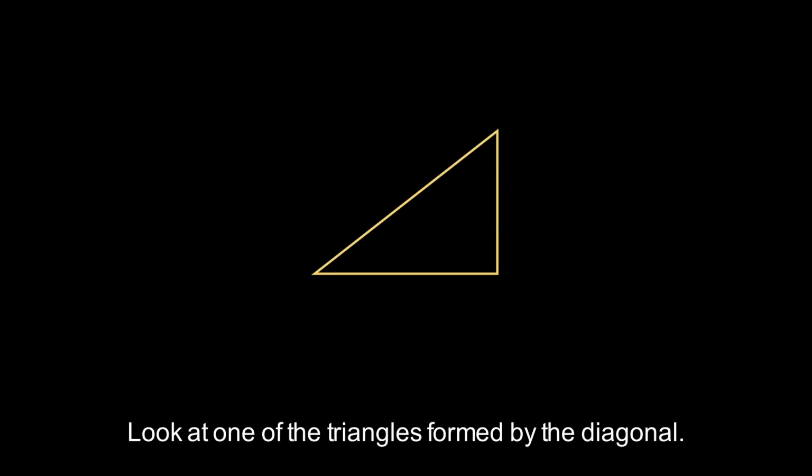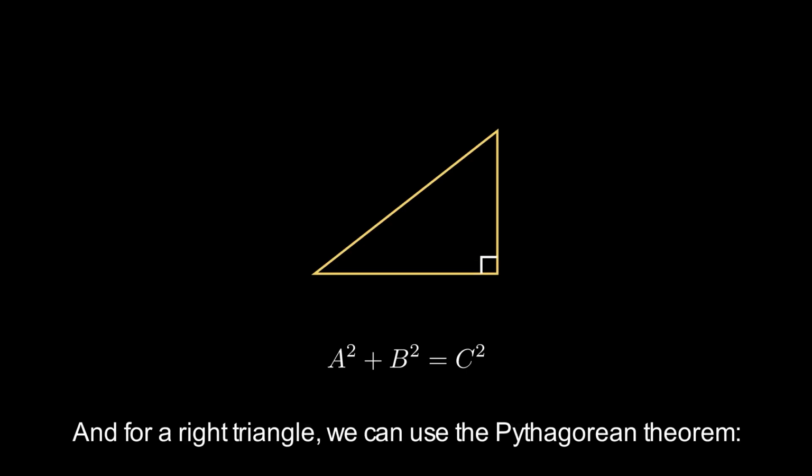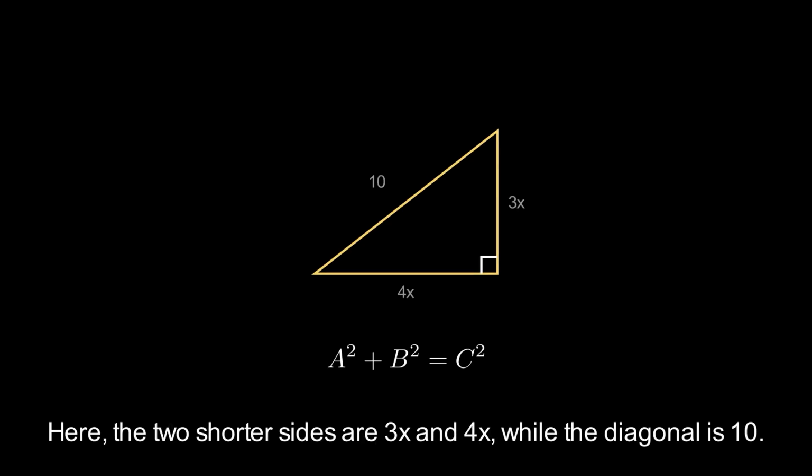Look at one of the triangles formed by the diagonal. We have a right triangle, and for a right triangle we can use the Pythagorean theorem: a squared plus b squared equals c squared. Here the two shorter sides are 3x and 4x, while the diagonal is 10.